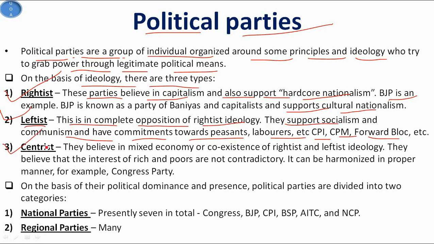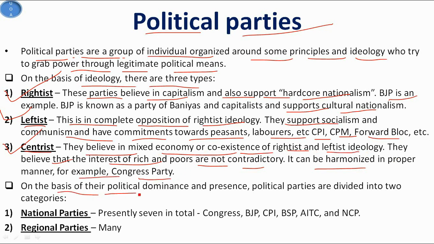And the third type of parties on the basis of ideologies are centrist, and they believe in a mixed economy or coexistence of rightist and leftist ideology. They believe that the interests of rich and poor are not contradictory. They can be harmonized in a proper manner, for example, Congress Party.